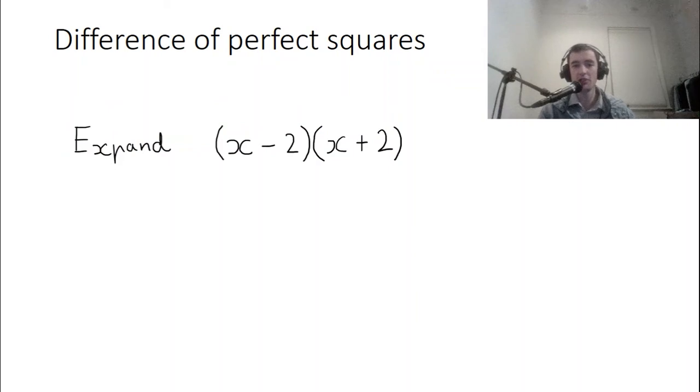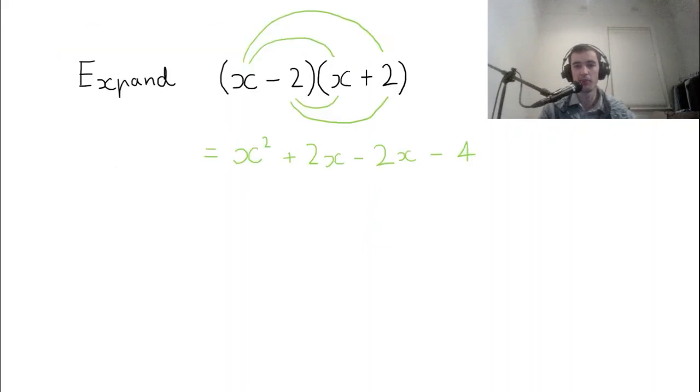Now we have to start off as usual with expanding, and we're going to go backwards and learn about factorizing from that point. So if we expand x minus 2 times x plus 2, this is what we get. I'm not going to go over this in detail, you should already know that. So x squared plus 2x minus 2x minus 4. You can see here's some like terms, so these will disappear and cancel out. 2x minus 2x is 0. So we're left with x squared minus 4.